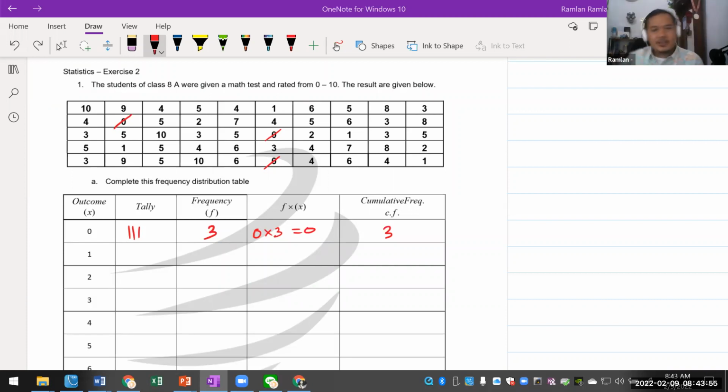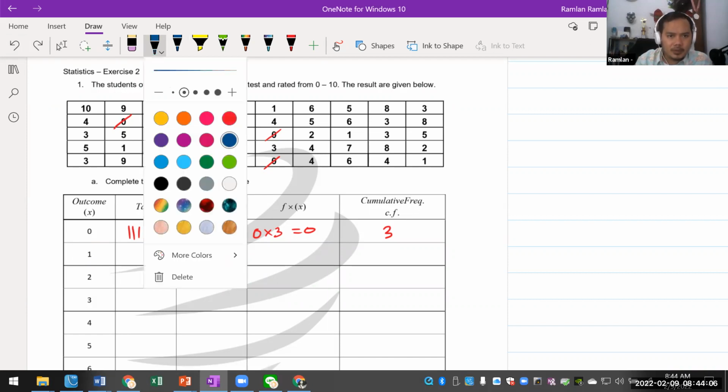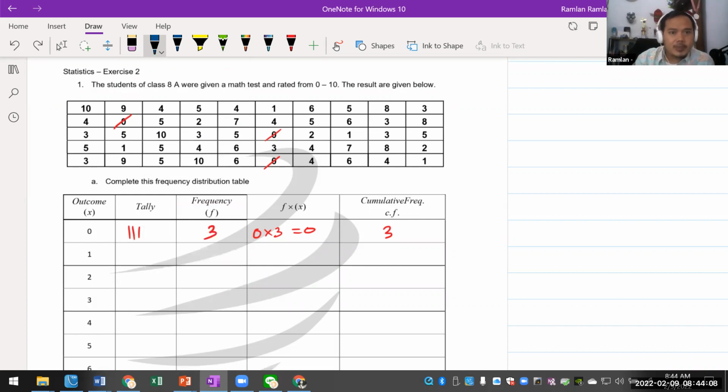Okay, let's go to the next one. We're going to find out the frequency of 1, which means we're going to find the data for 1. I'm going to use another color here, maybe blue this time. Then find 1. You can use this method, guys: use a pencil to mark the numbers that you have calculated, I mean the data that you have put into the table like this.